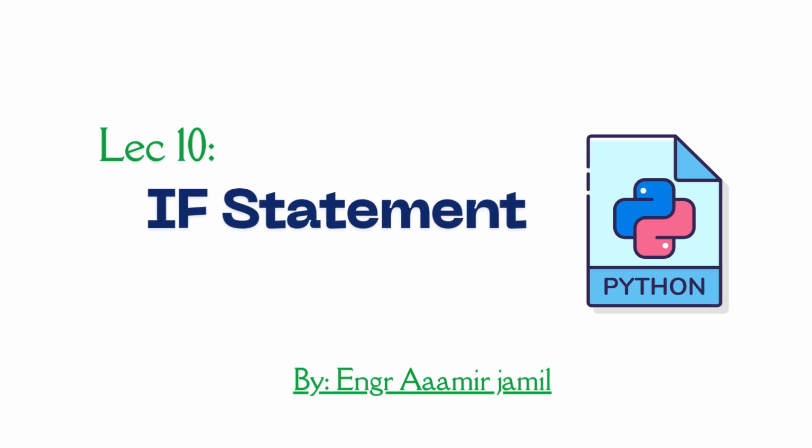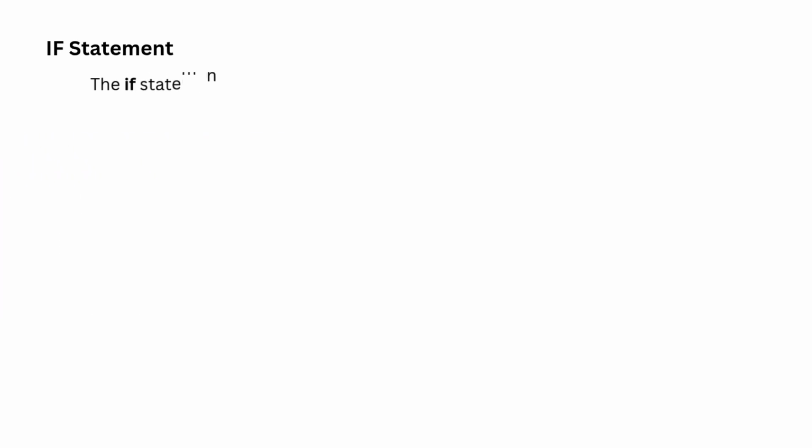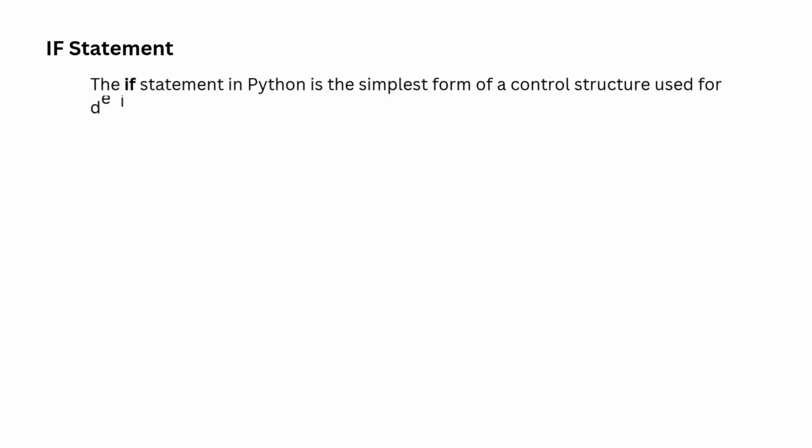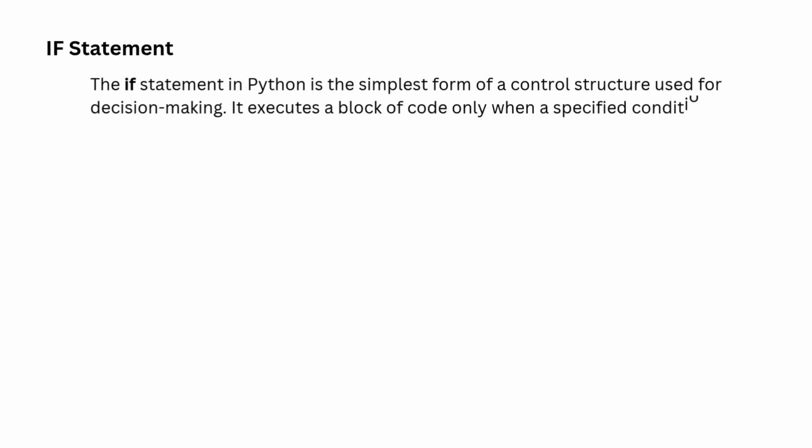Lecture 10. If statement. The if statement in Python is the simplest form of a control structure used for decision making. It executes a block of code only when a specified condition evaluates to true.